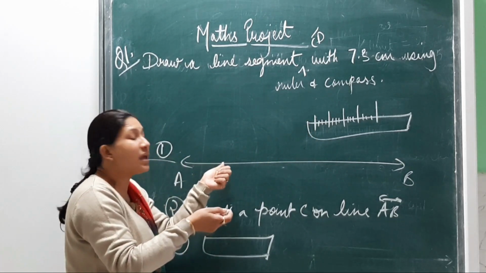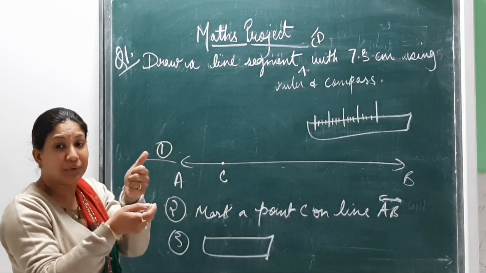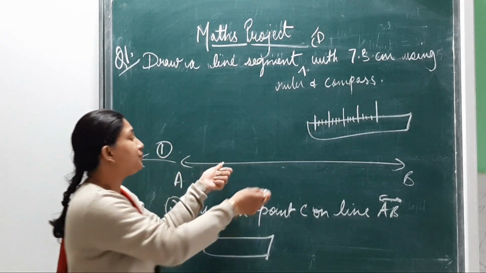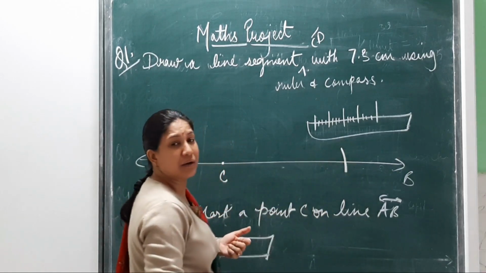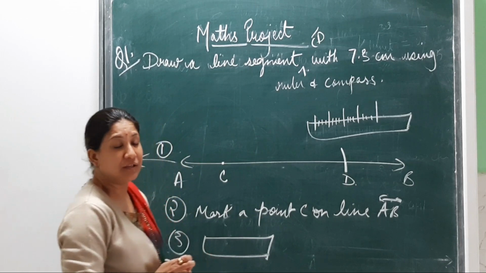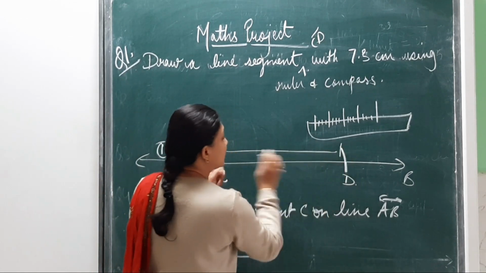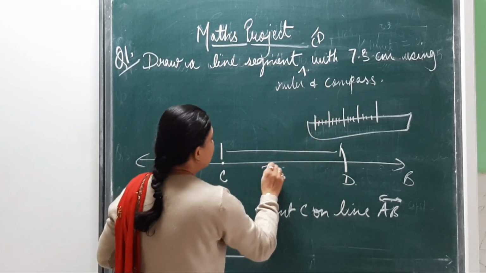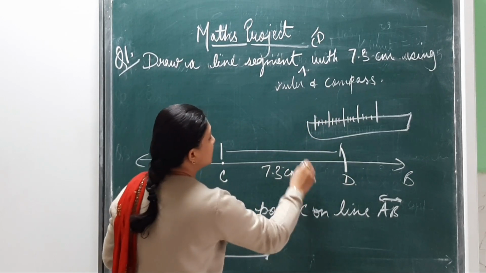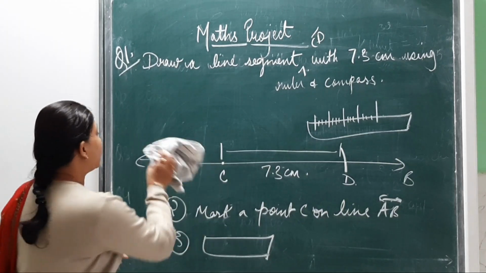Now taking C as center. C as center means the point of the compass will be here, and cut an arc. This point of intersection, label it as D. What is this? This is the line segment CD of 7.3 centimeters. Got it? So this is how you will draw a line.